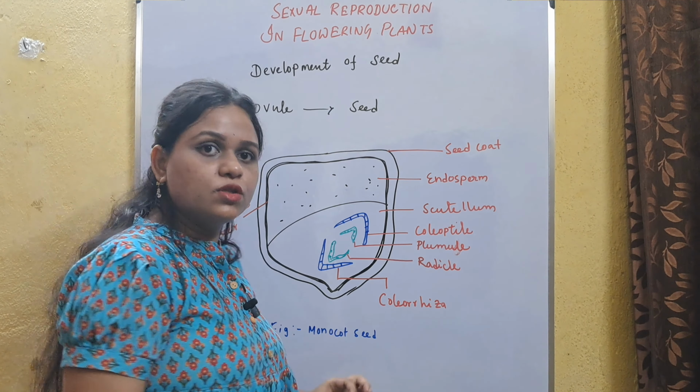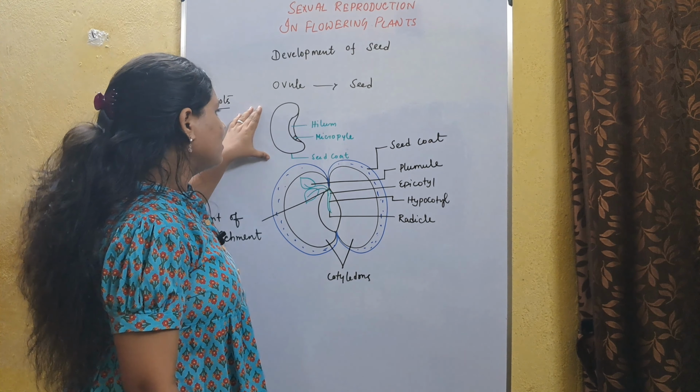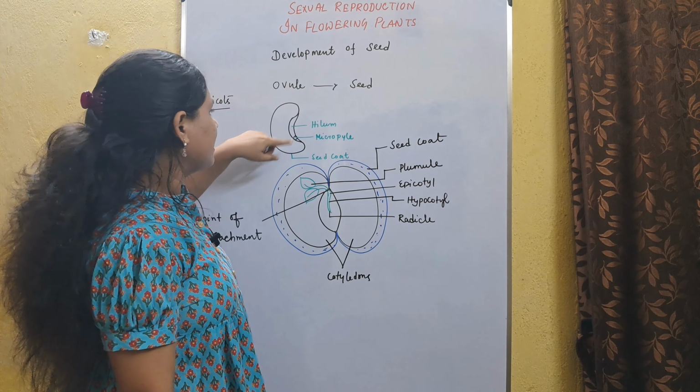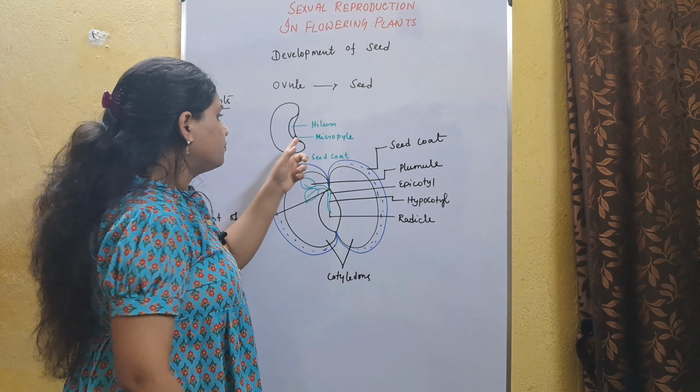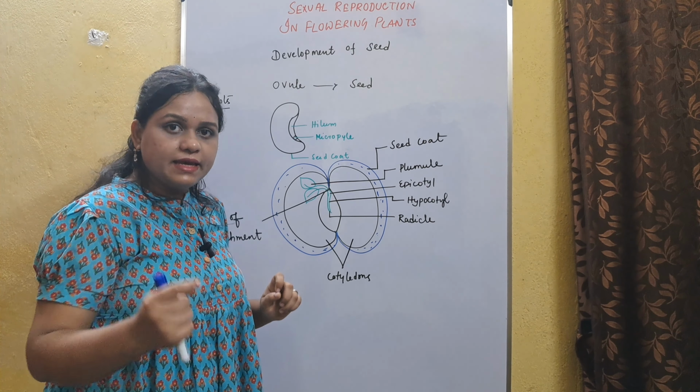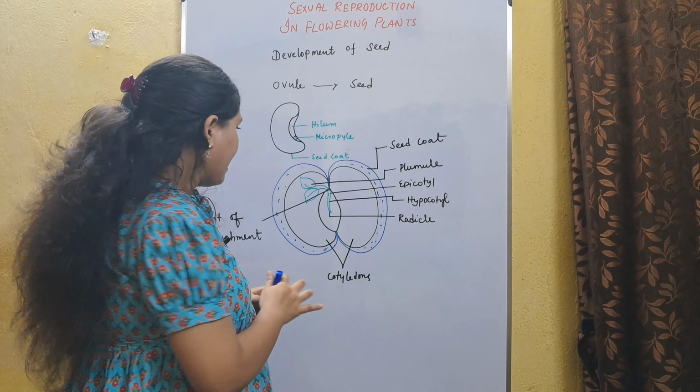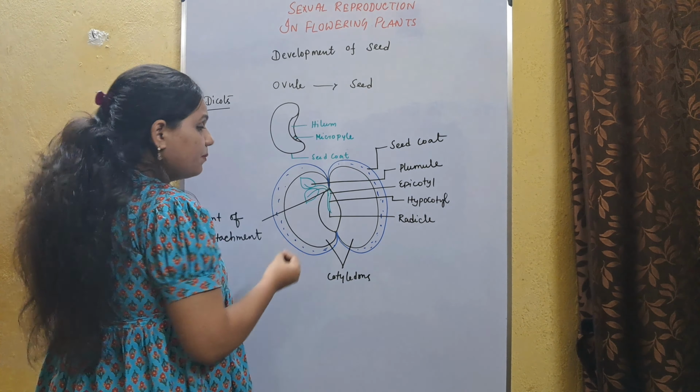Now, let's understand the structure of a dicot seed. Externally, the dicot seed looks like this. This is a bean seed. You can see the hilum, which is the part of the ovule, as you can remember, and the micropyle is the pore in the ovule. From this micropyle, the seed absorbs water and it germinates to form a new plant.